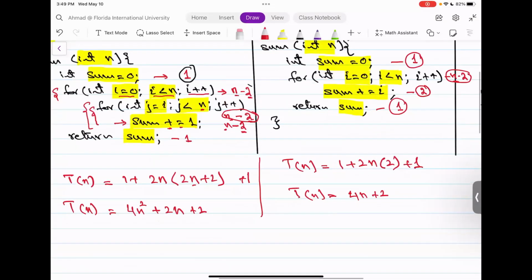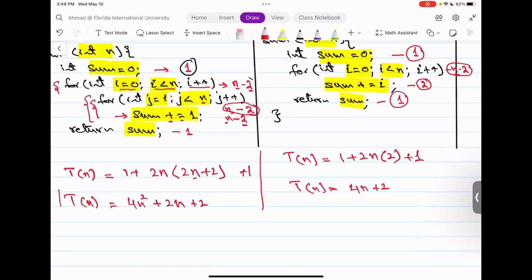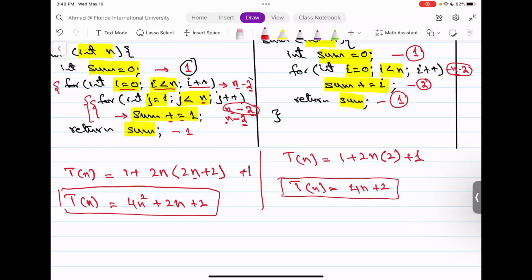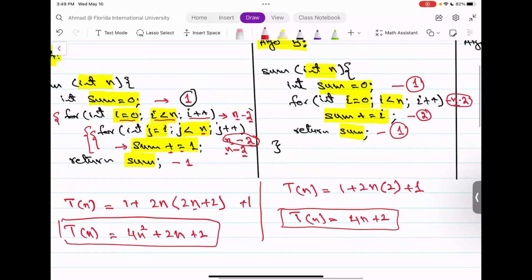So we find out how these two algorithms are behaving with respect to time. We have computed their time function: if we have two nested loops, it's going to be 4n square plus 2n plus 2. I mean, this is for this algorithm. It could be different for different algorithms. And the second algorithm, algorithm B, is going to have the equation 4n plus 2.